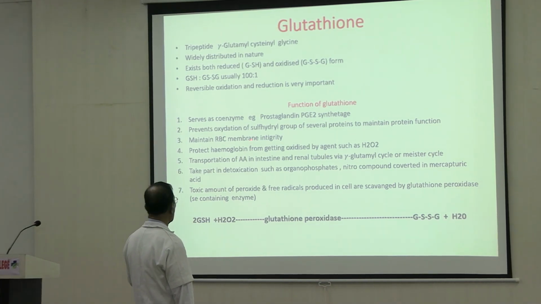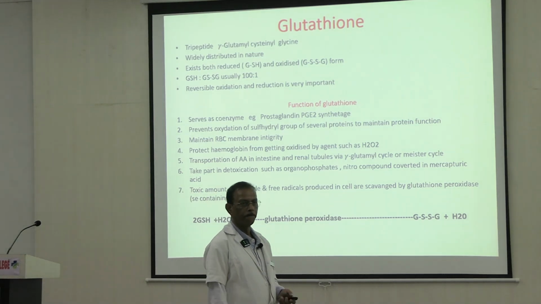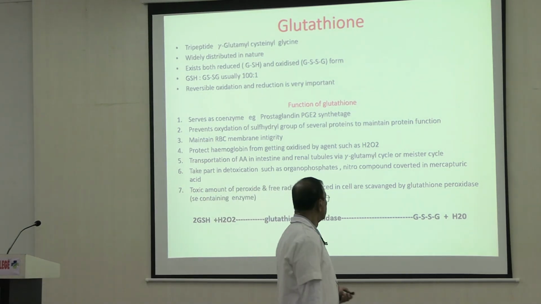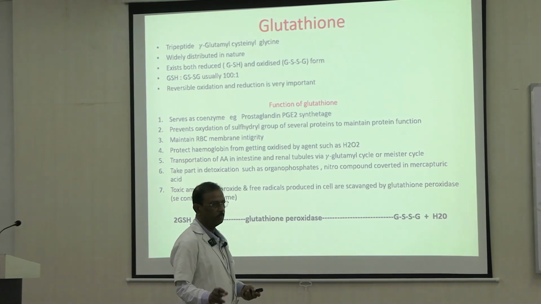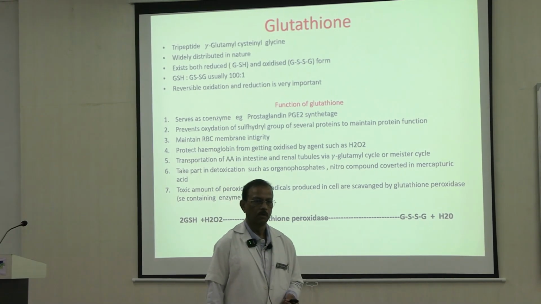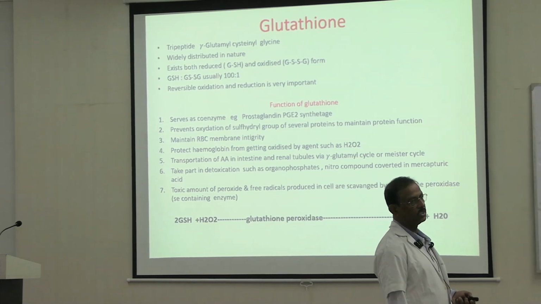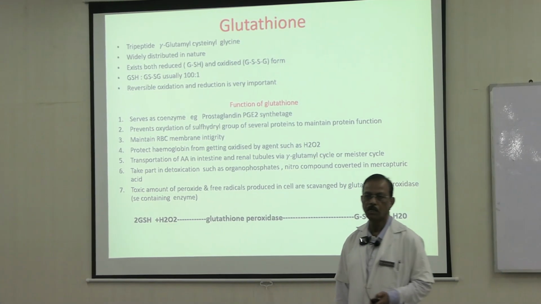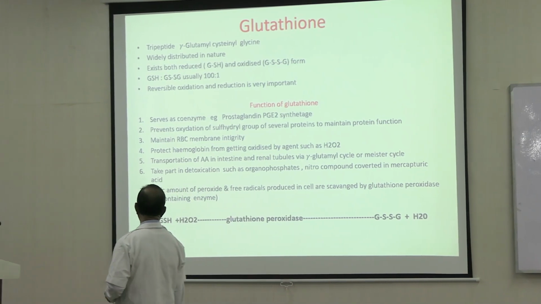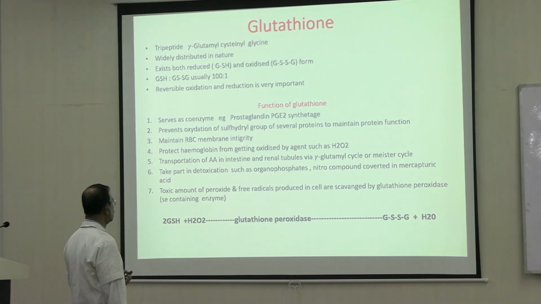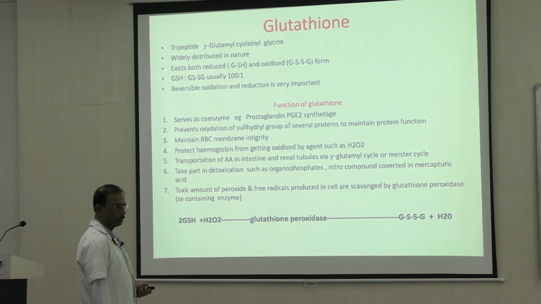It maintains RBC membrane integrity by keeping the iron in the ferrous state, because the ferric state is injurious for the RBC membrane. It protects hemoglobin from getting oxidized by an agent such as hydrogen peroxide.